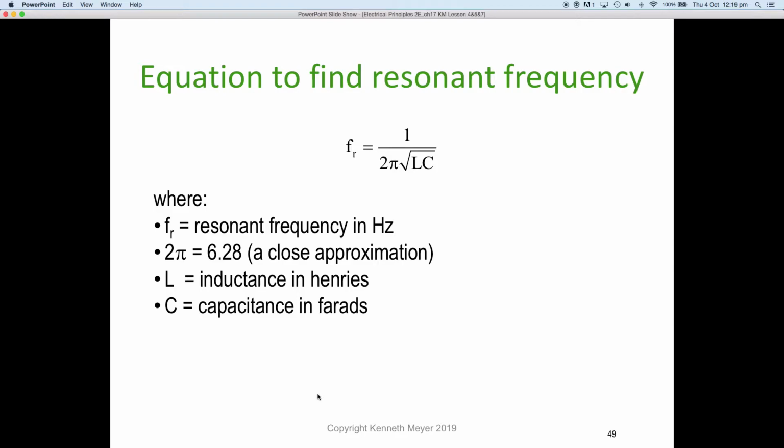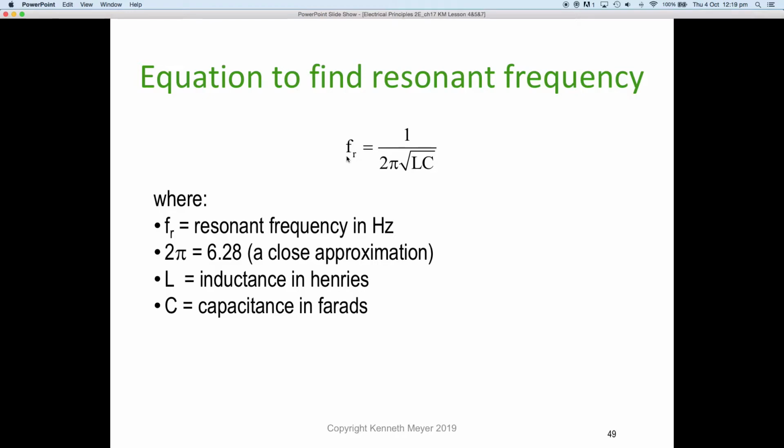So we have an equation, and you can find this equation on your equation sheet. I'd suggest you take a few seconds now and go and make sure you can find this equation on your equation sheet. Sometimes they have FR, with a little subscript R. Sometimes they'll have a little subscript O for oscillate. So sometimes it's F subscript R, sometimes F subscript O.